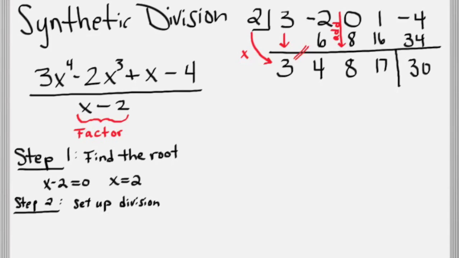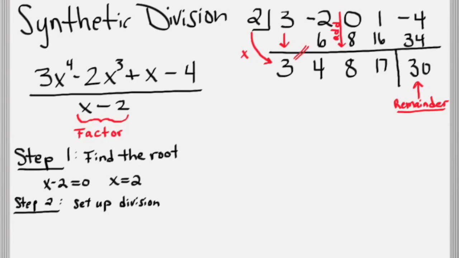So what we see is we've divided x minus 2 into this equation, and we have values left over here. Something that's important is the last number you get. I've separated that using this line. This number that we have is 30. This is what we call the remainder.